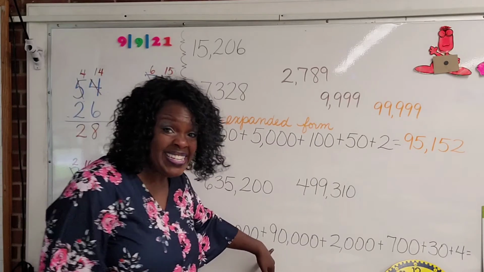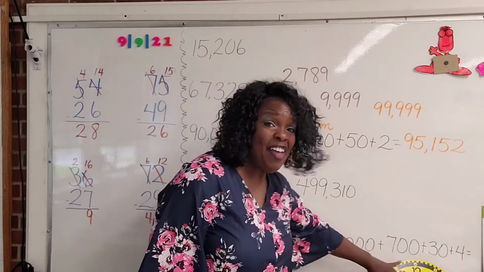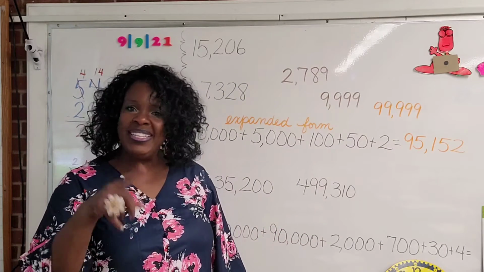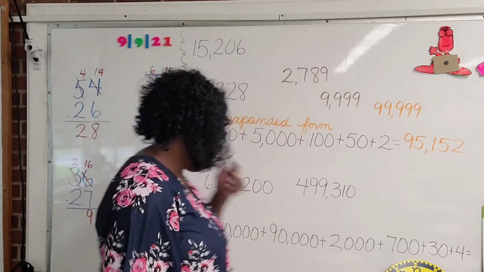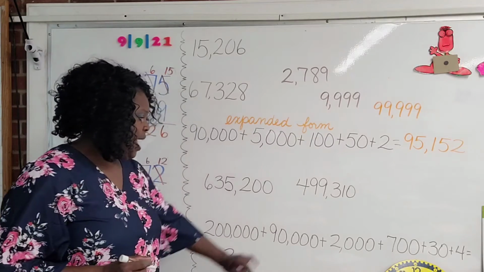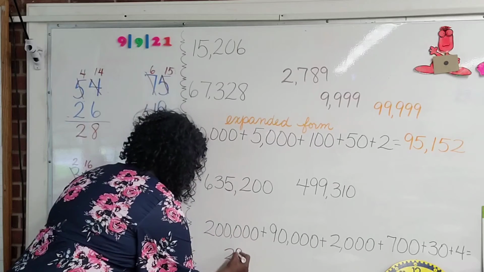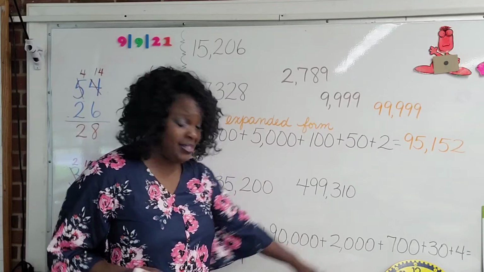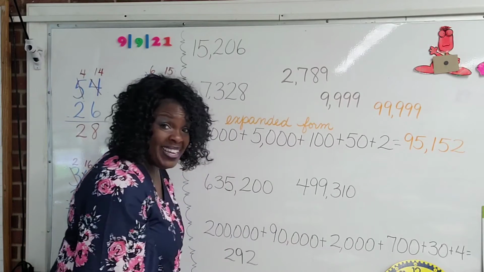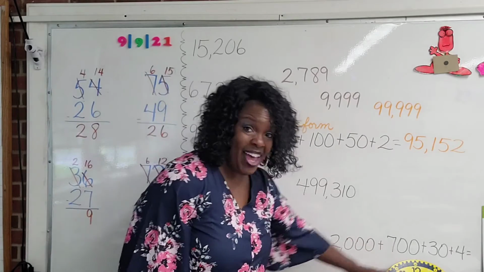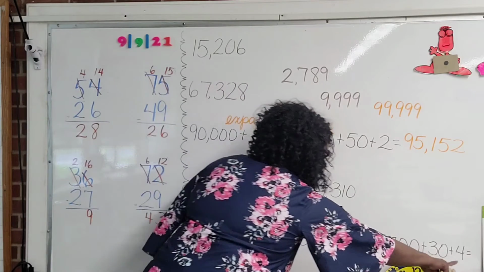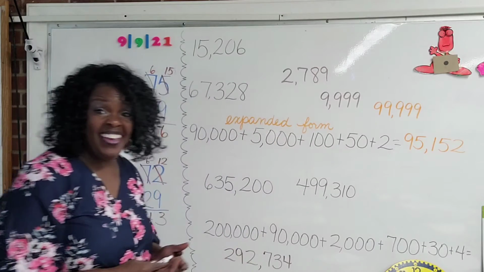200,000 plus 90,000 plus 2,000 plus 700 plus 30 plus 4. I mean, it almost doesn't even fit in the camera. It's so long. But as same as we did this one, we can do this one. So we're at 200,000, so that means we have to start with our 2 in the farthest, and then comes our 9 next, and then 2,000, because it's 292,000, right? Plus 730, and 4. That's all it is.